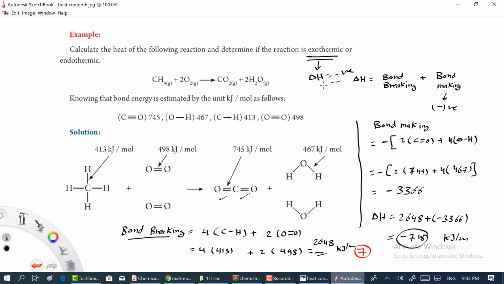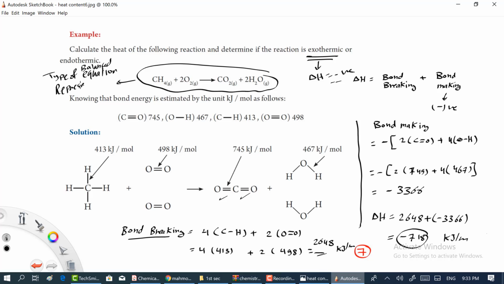As we said, we represent all of these reactions by a thermochemical equation. What is meant by the thermochemical equation? It is a type of balanced equation that represents the reactants, products, reaction conditions, and heat exchange. So in this case, we set delta H equal to negative 718 kilojoule per mole.